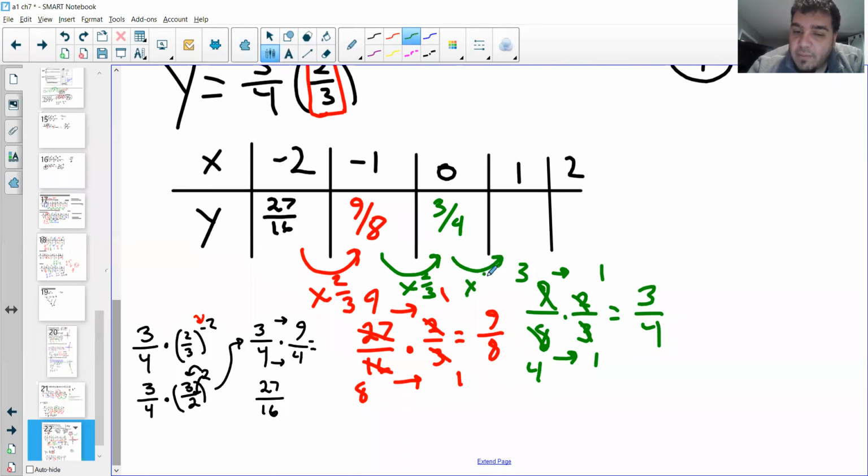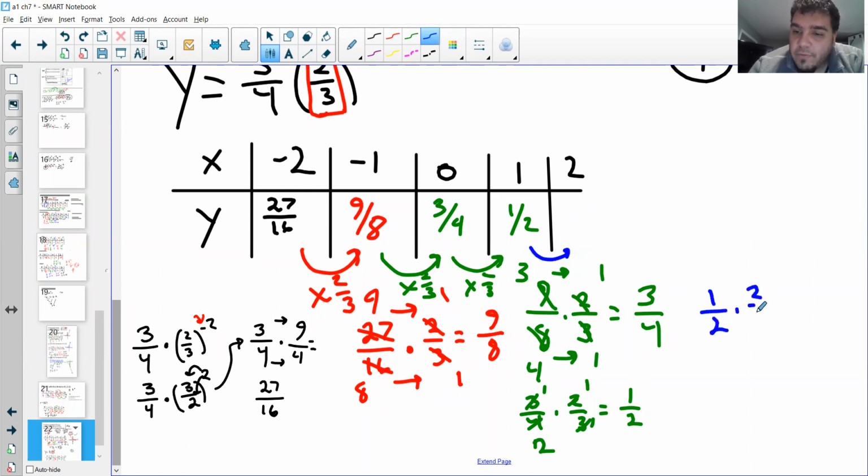Do it again, times 2 over 3. So 3 over 4 times 2 over 3. I can simplify the 3's off. I can simplify this off. So I'm left with 1 over 2. 1 over 2 times 2 over 3. Could cross out these 2's. I'm left with 1 over 3.